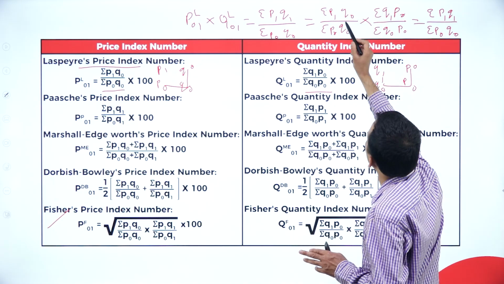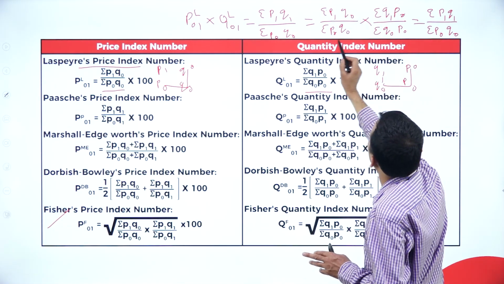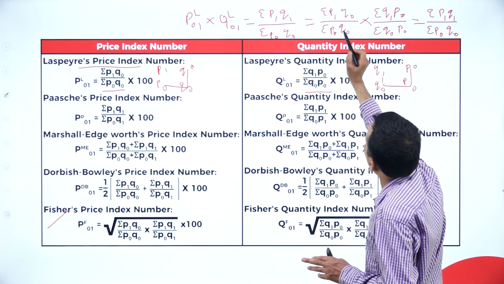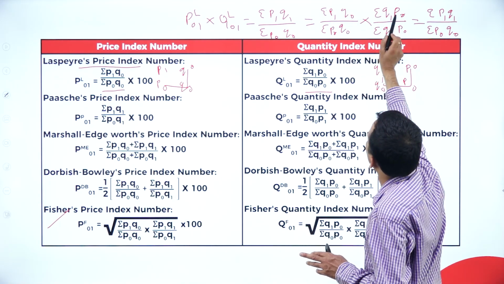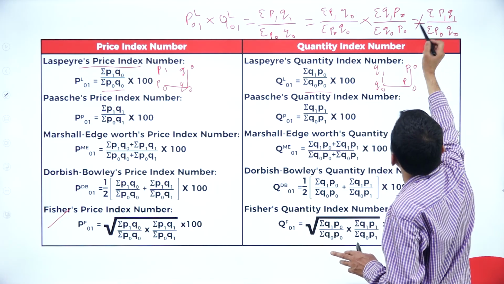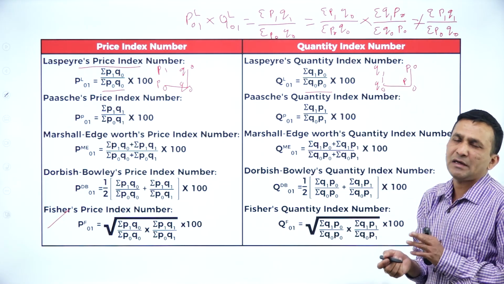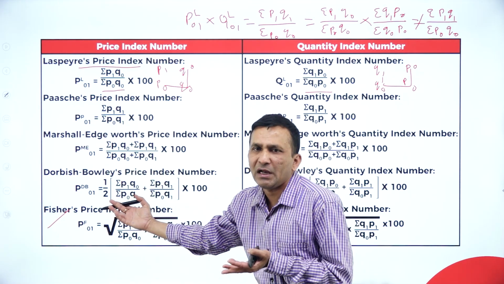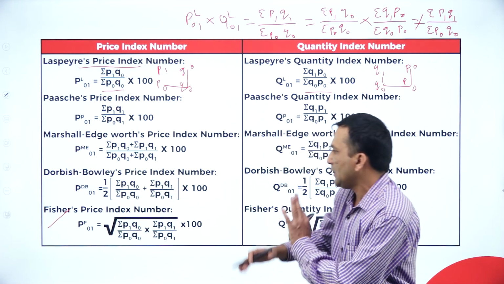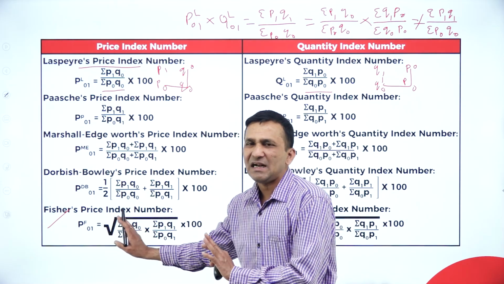Here it is not possible. P1 Q0 we cannot find in the denominator, and the denominator sigma P0 Q0 we are not able to identify in the numerator. So that is not satisfied. Laplace is not satisfied. You can try for Paasche's, Marshall-Edgeworth and Drobisch-Bowley also. So better, only Fisher's index will satisfy.